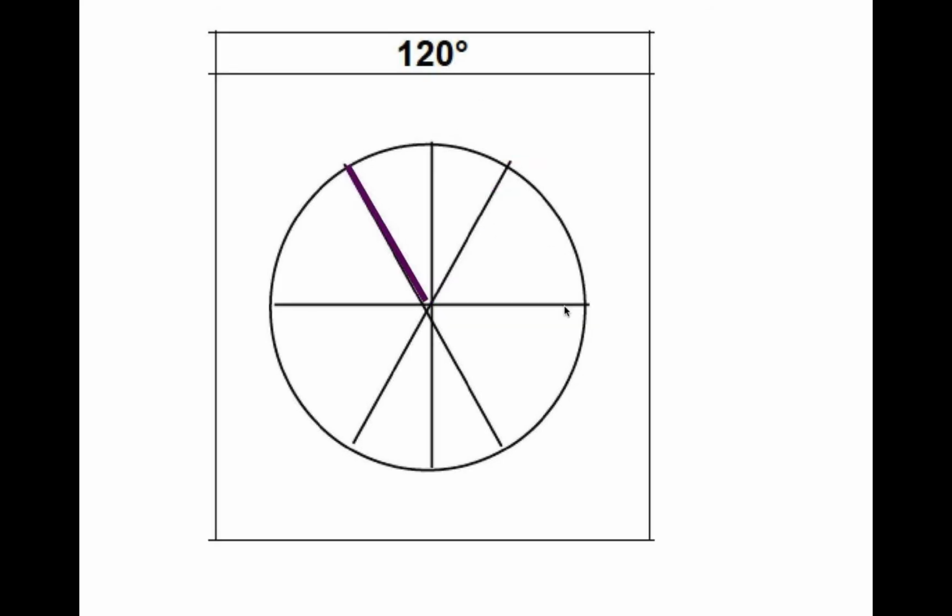At 120, that's more than 90 but less than 180. So this is going to be 60. Again, opposite the 60 is root 3. Opposite the hidden 30 is 1. And the hypotenuse is going to be 2. This is left, so it's negative.